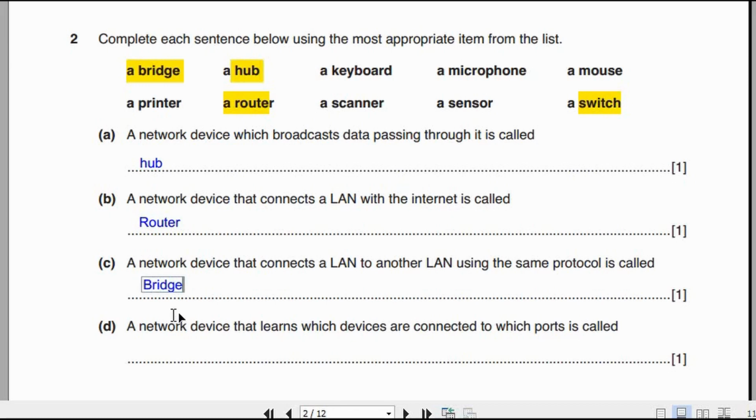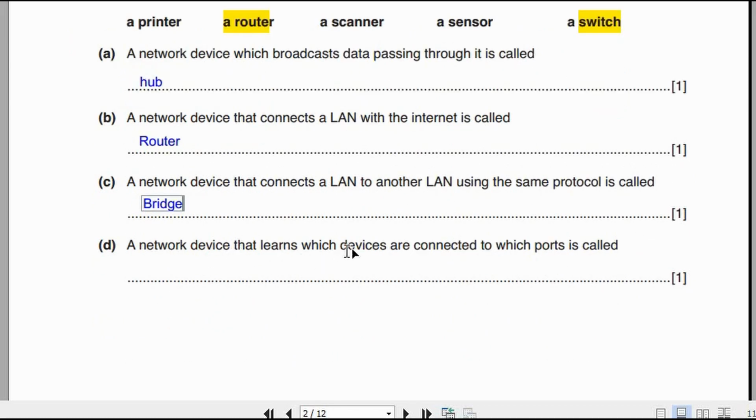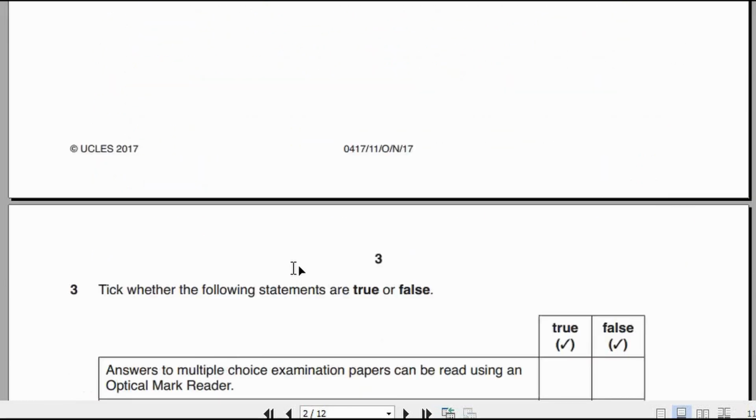A network device that learns which devices are connected to which port is called a device that learns. There are two devices that basically learn: routers and switches. Because we have already written router, and the switch cannot perform that task like connecting a LAN to the internet, but the router can, this is going to be switch. So a switch is also a device that can perform this function.